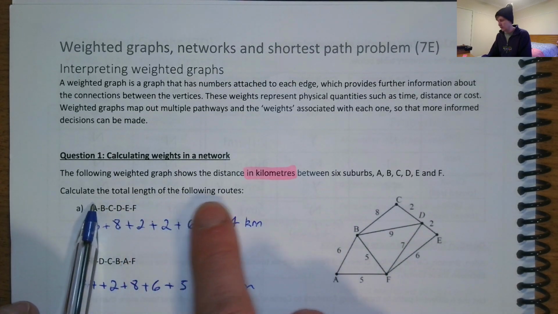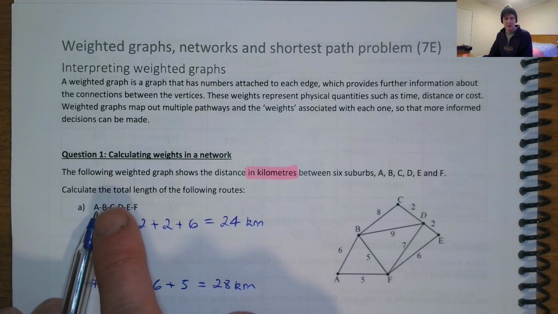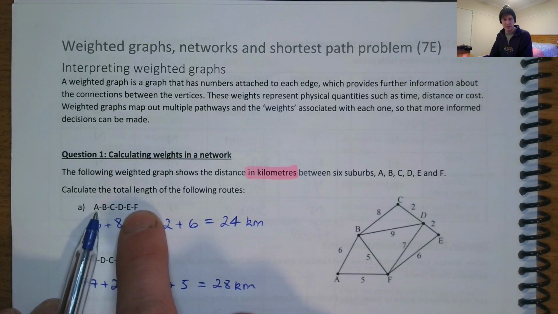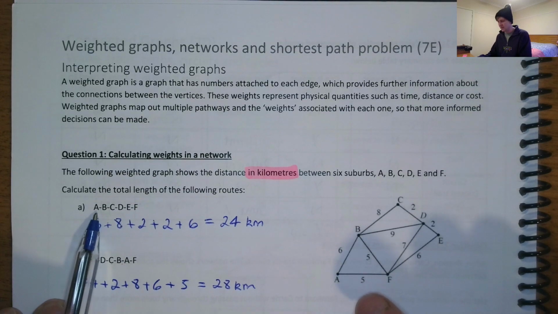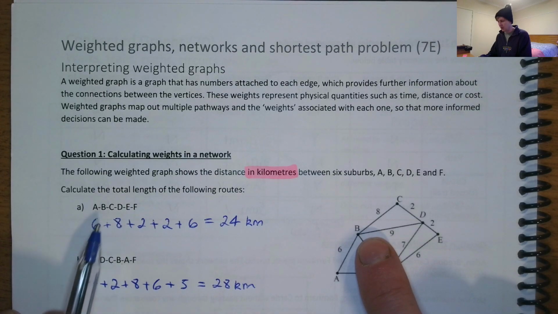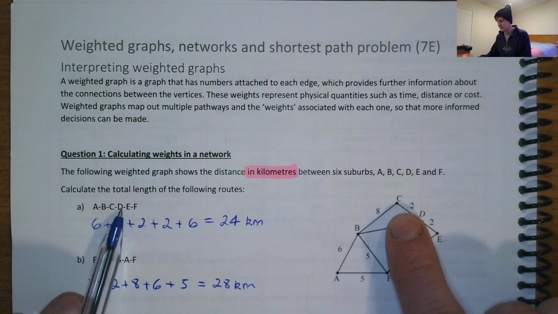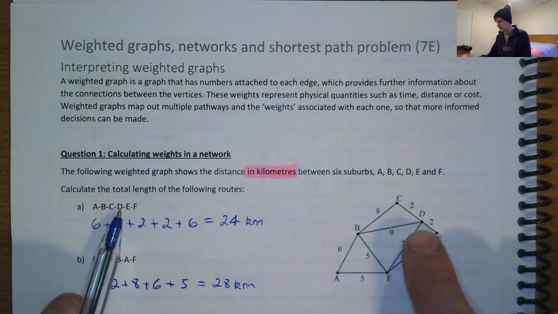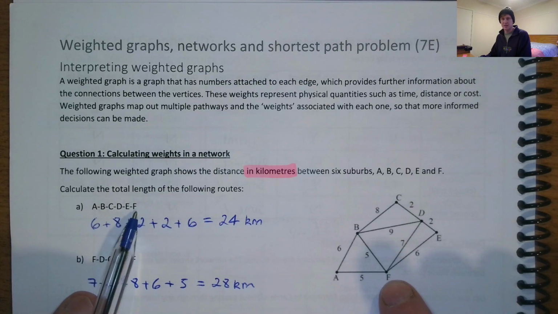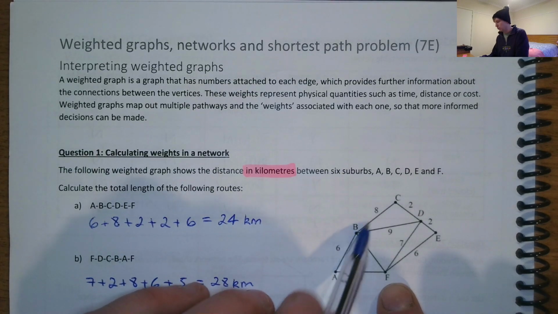Calculate the total length of the following routes. So, as we've gone through already, A to B, B to C, C to D, D to E, and E to F. This represents all of our vertices and the journey we're going to travel. So, starting at A, we're going to get A to B, which is 6. Then we're going to go from B to C, which is 8. Then we're going to go from C to D, which is 2, D to E, which is 2, and then E to F, which is 6, back down this way. And we're just adding that total to see what that trip would take us.